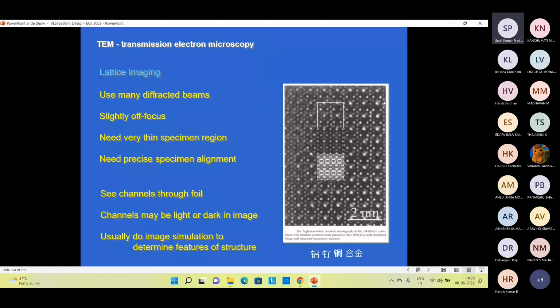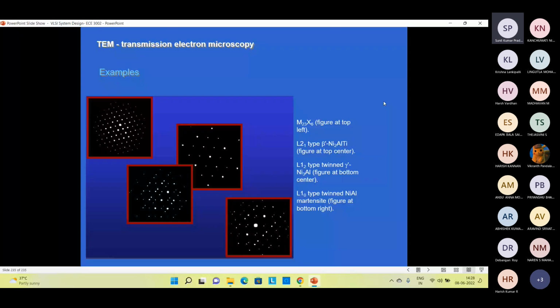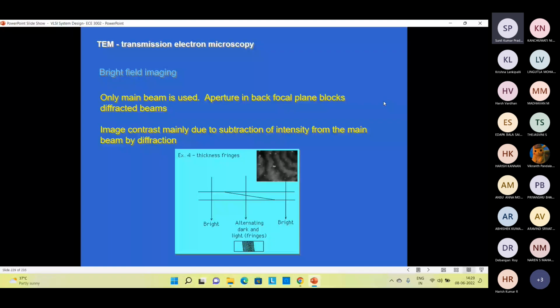We can usually image and simulate to determine the features of the structure. Channels through the foil may be light or dark in the image, so that we can see them. We can also generate different types of diffraction data, where we can get to know what kind of orientations are there in different planes, and we can also determine different phases.